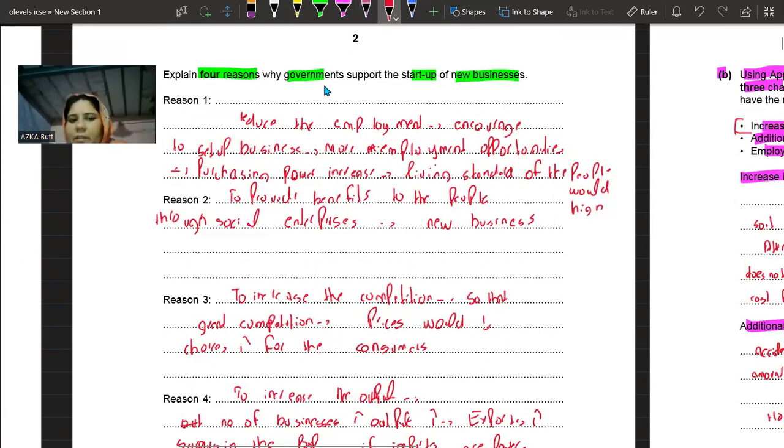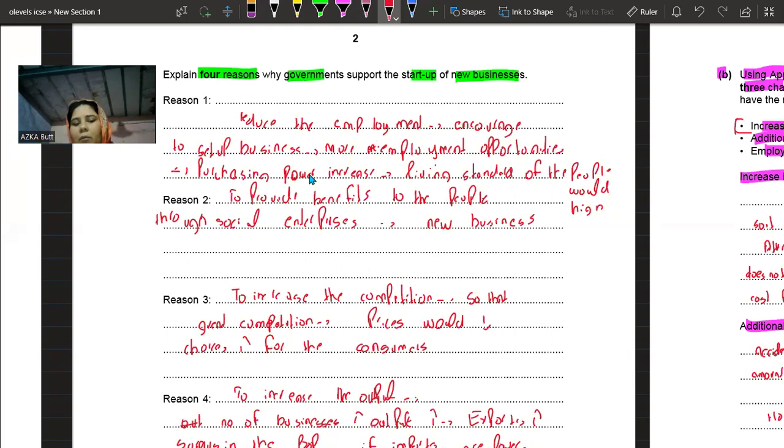Okay, so the first question is: explain four reasons why government support the start-up of new businesses. So there are different reasons behind that. The first reason can be that they want to reduce unemployment. Why? Because of course, if there are more businesses, it means that more businesses would be needing more laborers to work in the production department.